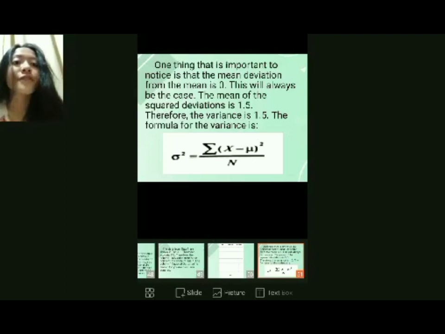The formula for the variance is sigma, the small letter sigma, to the power of 2 equals sigma, the capital letter. So, muna siya ang sigma na capital letter, no? So, open parenthesis, x subtract the mean of all the values, close parenthesis, to the power of 2, and over n is the variance.